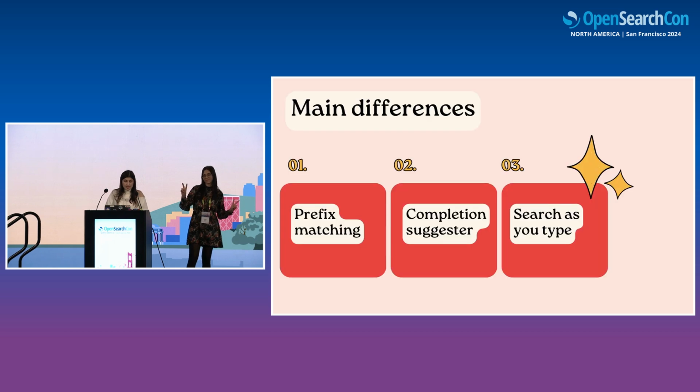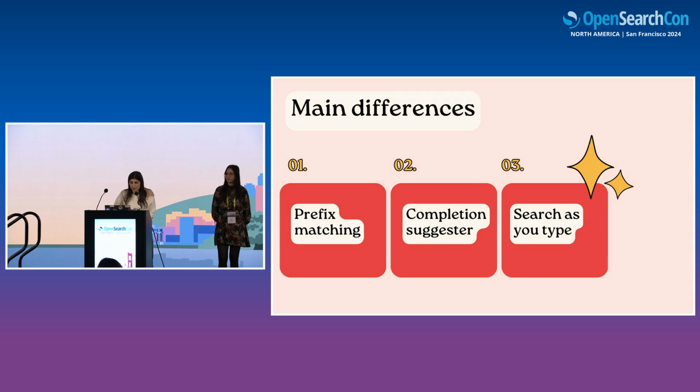The next one is search-as-you-type. Basically, search-as-you-type is another type of auto-completion. As well, here you need to define your type of mapping. You also need to define the type of mapping and how you want to basically match your fields.